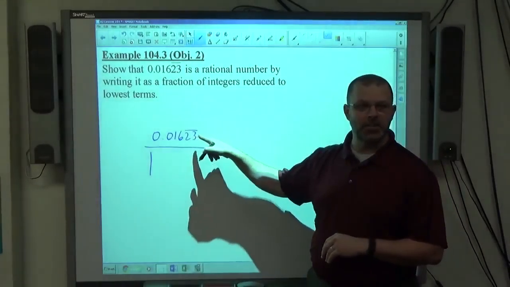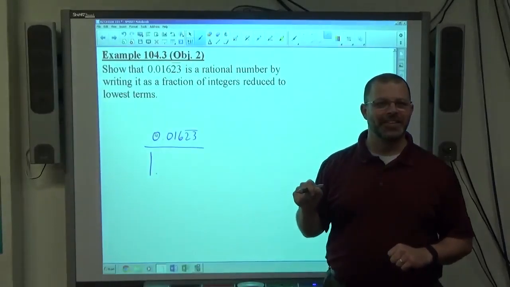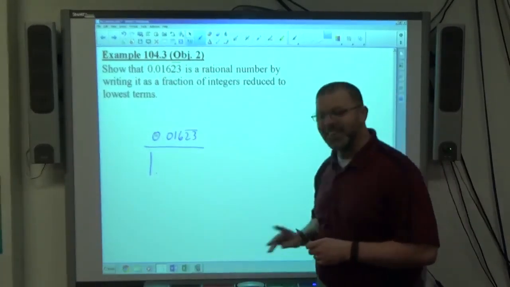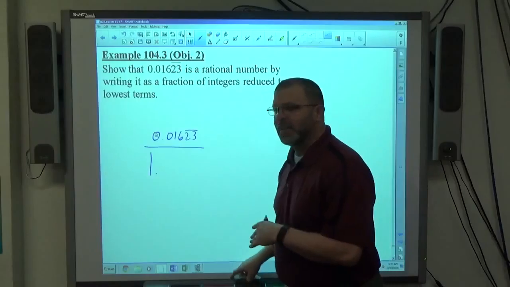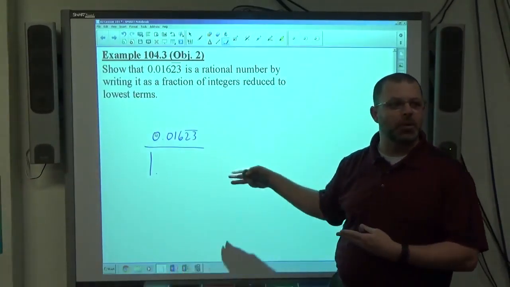It's infinity, right? Because it's 2, 3, 2, 3, 2, 3, 2, 3. So I got to write infinity zeros down here, right? No. Not going to do it. So not going to work. The technique we just did is not going to work because a repeating decimal has infinity decimal places. I can't put infinity zeros.